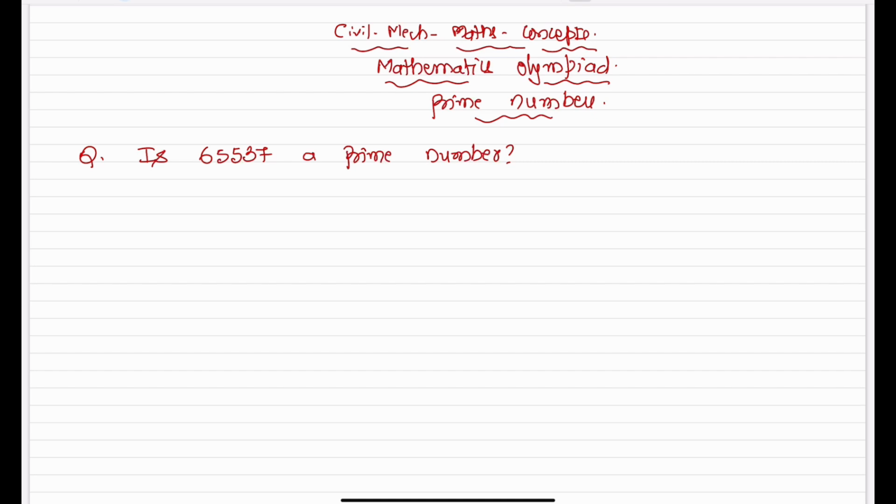We are not allowed to use calculators. Then how to find whether this particular number is a prime number or not? Let's understand what is a prime number. Solution.